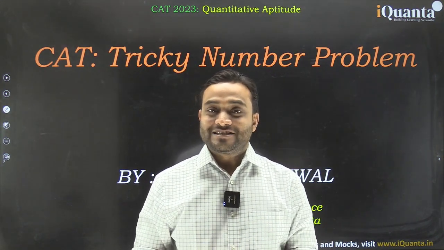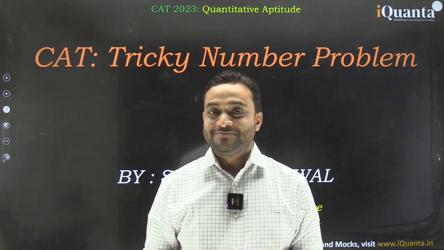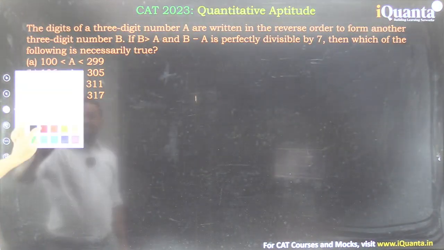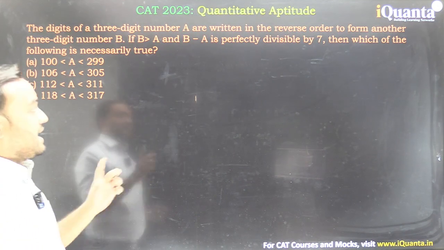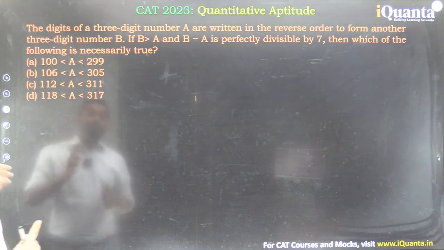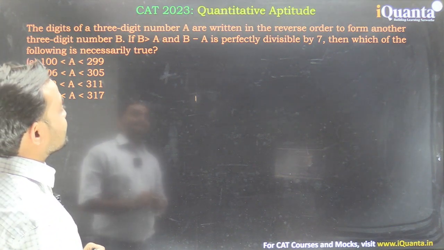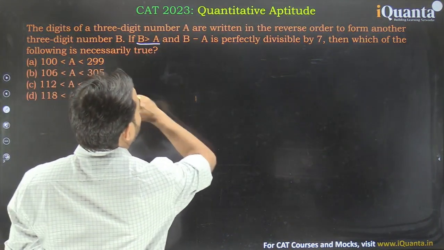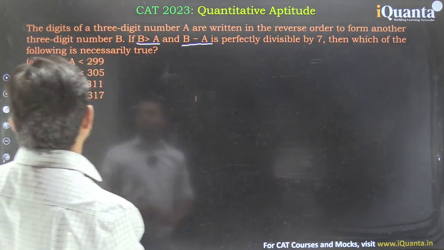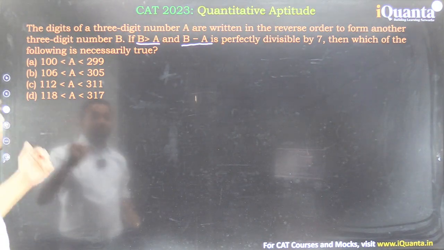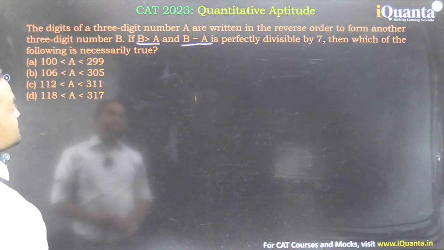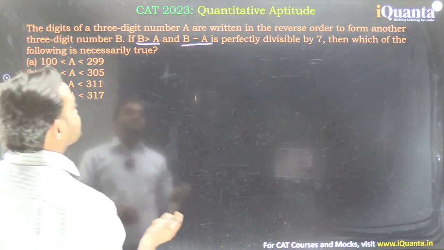So today I am going to discuss a tricky problem from the number system topic. Okay, let's see the problem. It says the digits of a 3-digit number A are written in the reverse order to form another 3-digit number B. If B is greater than A and B minus A is perfectly divisible by 7, then which of the following is necessarily true? So we need to solve this question and see which one of these options makes sense. So let's start with A.